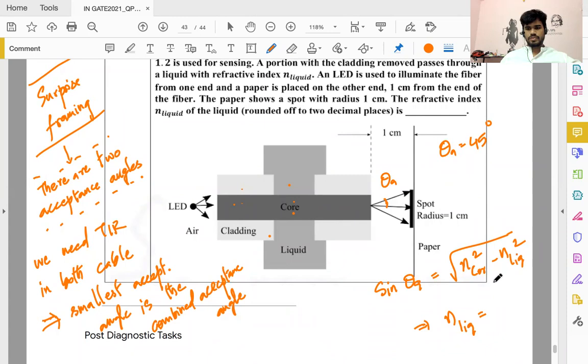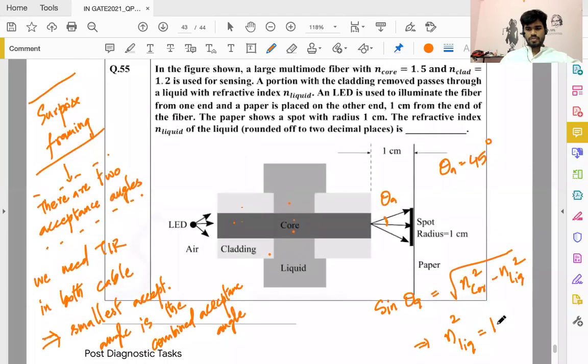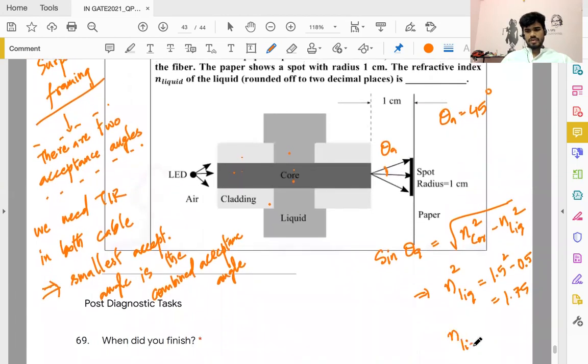So let me write things down. So n liquid square should be equal to n core square. N core is given, 1.5 square minus 0.49. I get that from squaring this term. And this is 1.5 square minus 0.5, which is 1.75. And that makes n liquid as 1.32.